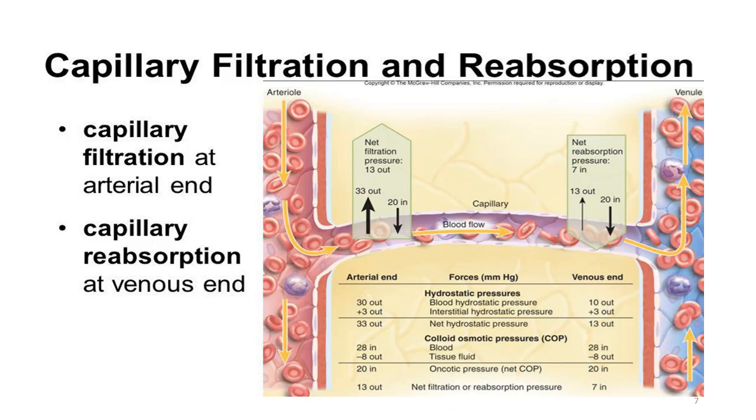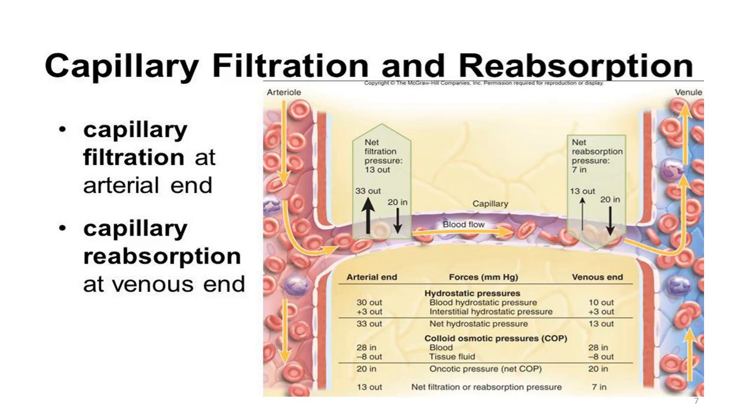Other things are also important. For example, at the arterial end we exchange glucose, at the venous end we exchange uric acid or urea, so the size of glucose is much smaller than urea and uric acid. So it's another reason for these differences between fluid exchange in the arterial end and venous end.